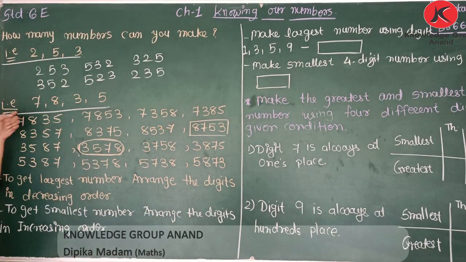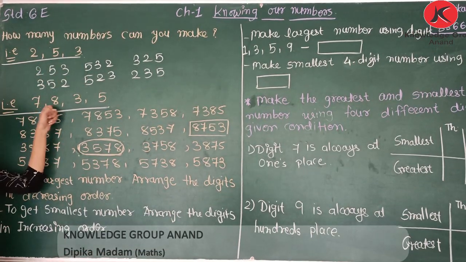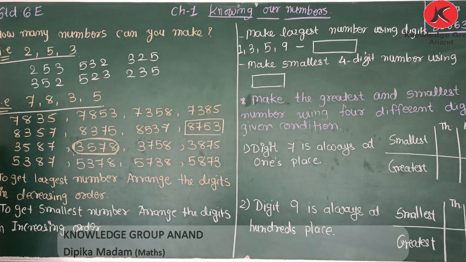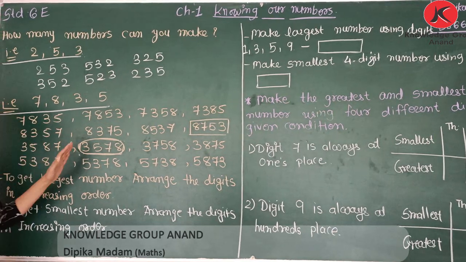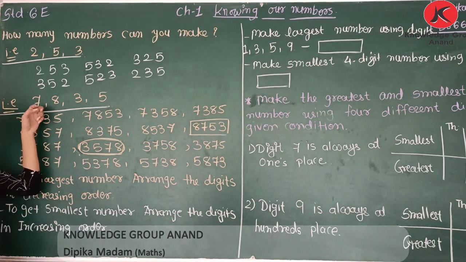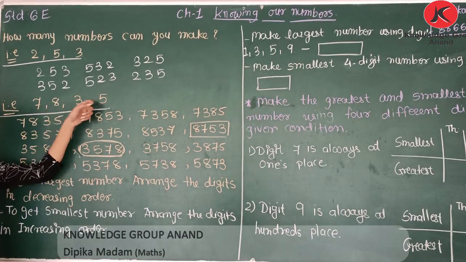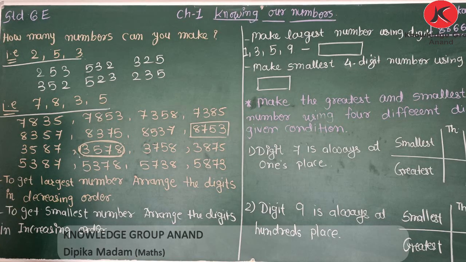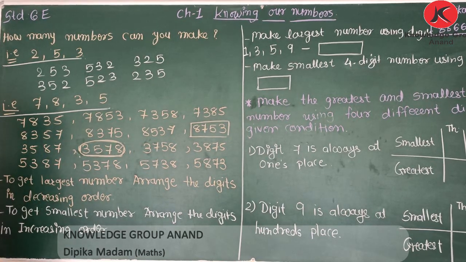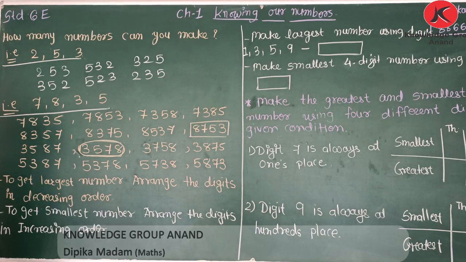Same if I give you 4 digits 7, 8, 3 and 5. I have already written on the board how many numbers we can make using these 4 digits. We can also make many more numbers using these 4 digits 7, 8, 3 and 5, but I wrote some examples. Now we have to select which one is the largest and which one is the smallest.